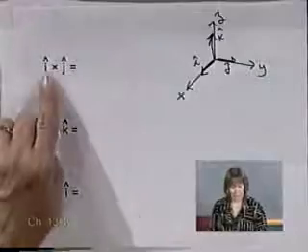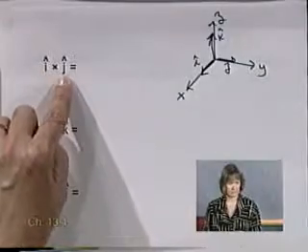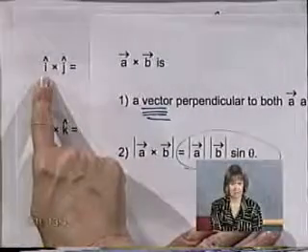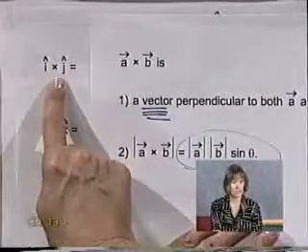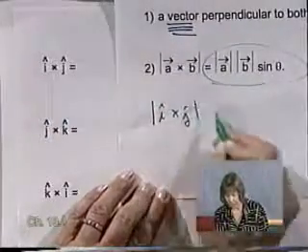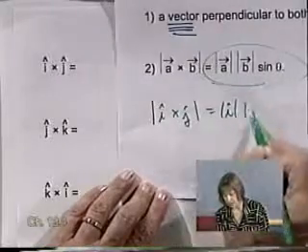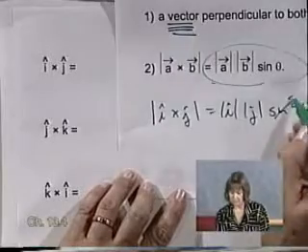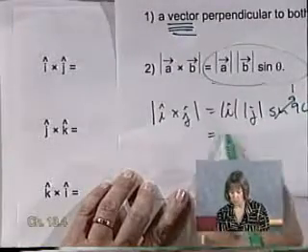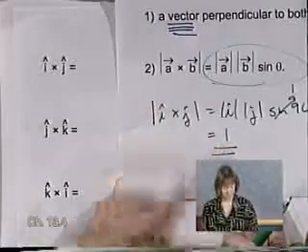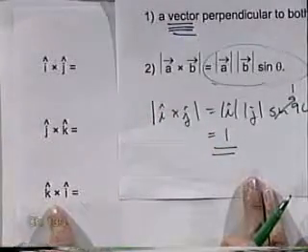And also, what's the angle between I and J? 90, isn't it? And what's the magnitude of I? How long is I? 1. How long is J? 1. So if I wanted to talk about the magnitude of I cross J, it would be the magnitude of I times the magnitude of J times the sine of the angle, which is 90. Sine of 90 is 1, so this is 1 times 1 times 1, which is 1. So the length of I cross J is going to be 1. The length of these we could show the same way is 1.